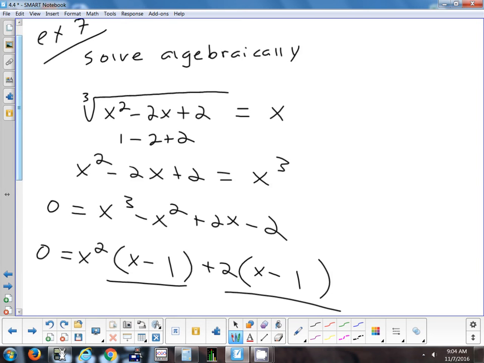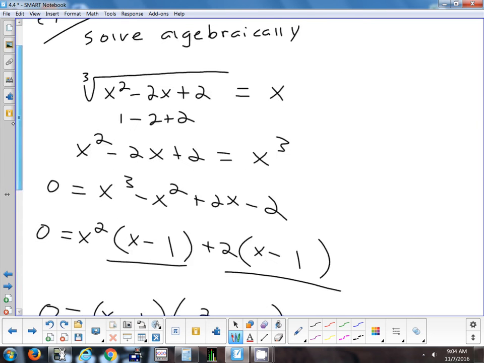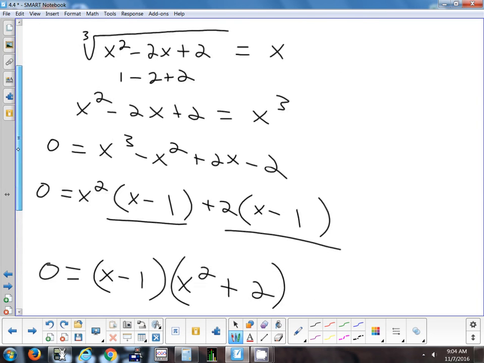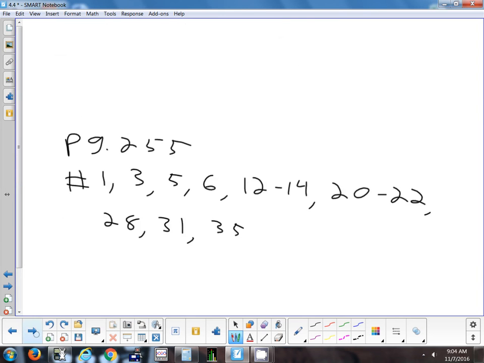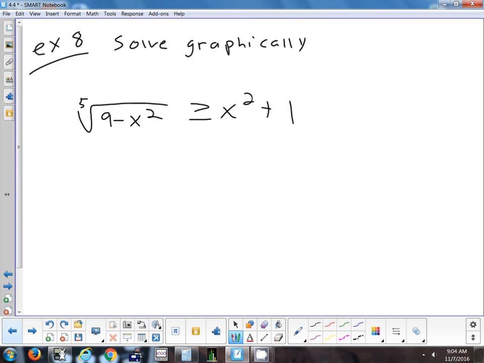And then the cube root of 1? 1 equals, and the number we plugged in was 1. So did that answer check? Yes. That's the only answer. All right, so the last one we'll take a look at.